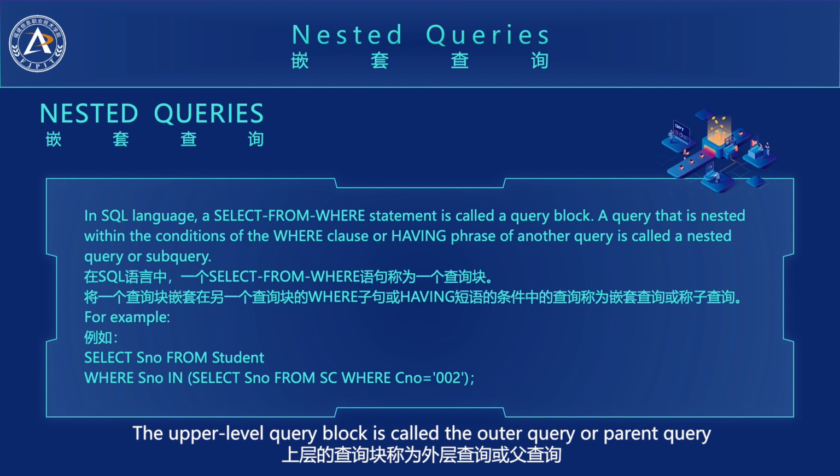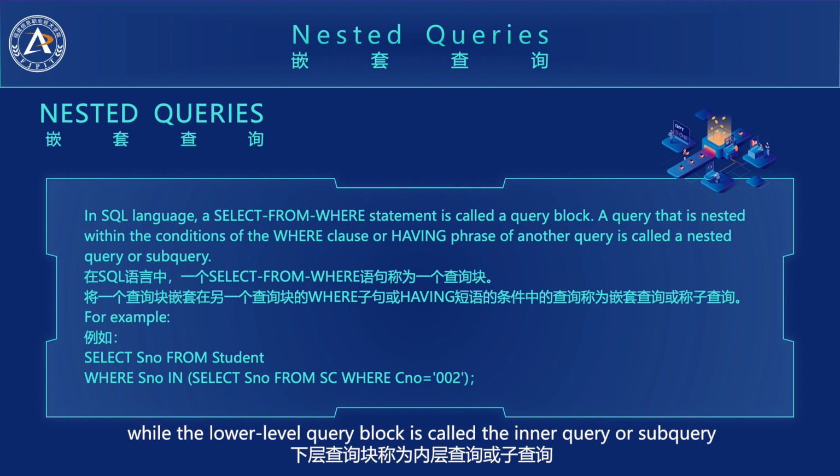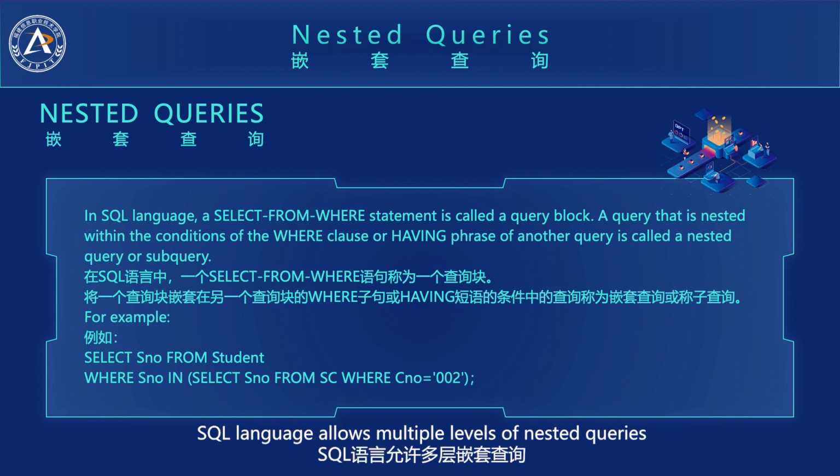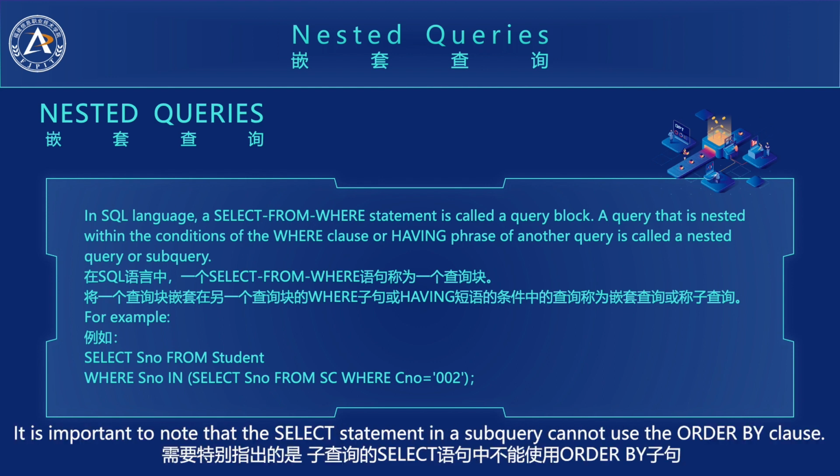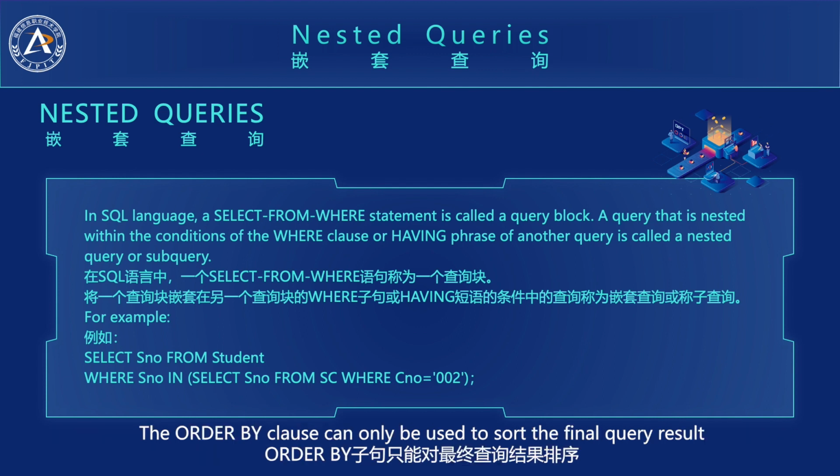The upper level query block is called the outer query or parent query, while the lower level query block is called the inner query or subquery. SQL language allows multiple levels of nested queries, meaning a subquery can be nested within another subquery. It is important to note that the select statement in a subquery cannot use the order by clause. The order by clause can only be used to sort the final query result.